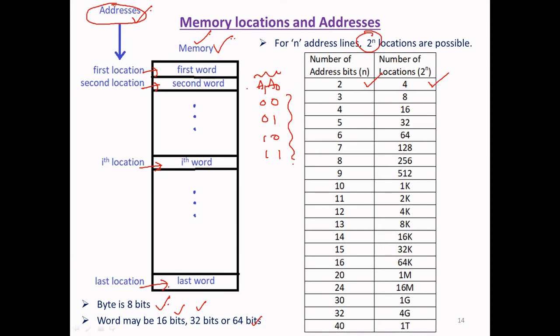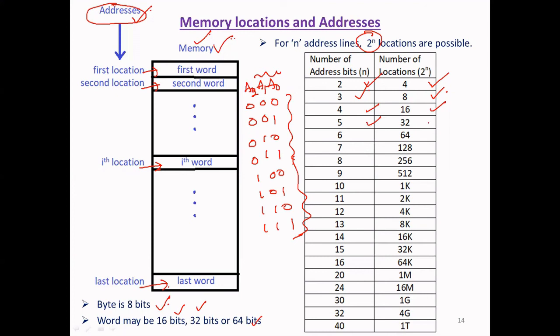In the same way, if you increase the address by one more bit, so this is 3 for example, how many locations are possible? 000, 001, 010, 011, 100, 101, 110, and 111. So a total of 8 locations are possible. So 3 bits means 2 power 3, that is 8 locations. Like that, for every bit the memory locations double. 4 bits, 16 locations.